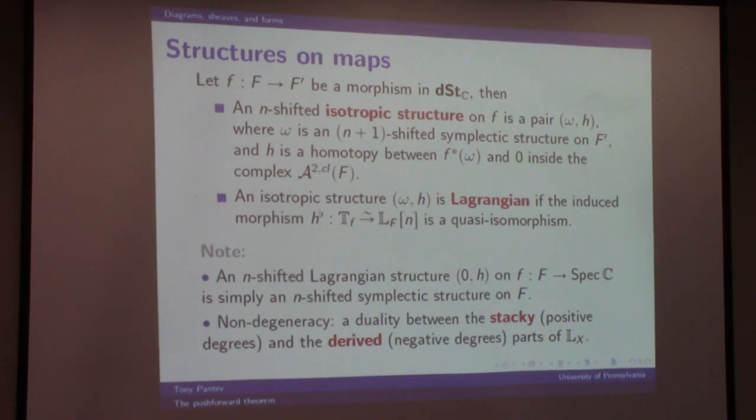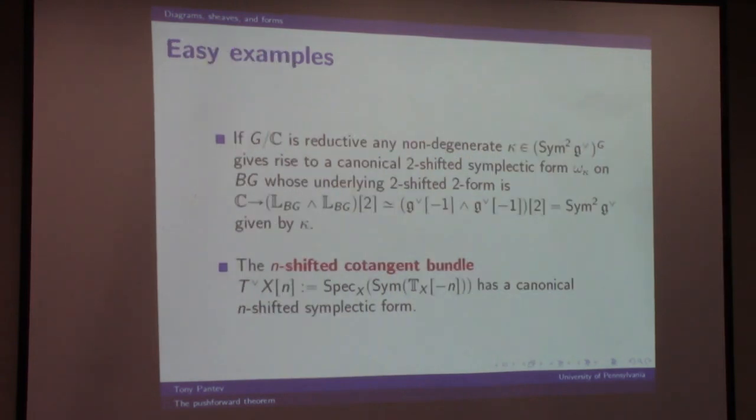So now I'm going to give maybe some examples. These are really the cheap examples that you get without any thought, but they're useful. If you have a reductive complex algebraic group and a non-degenerate invariant quadratic form on the Lie algebra, that gives you a two-shifted symplectic form on the classifying stack of the group. Because the classifying stack of the group has a cotangent complex, which is the dual of the Lie algebra placed in homological degree one.